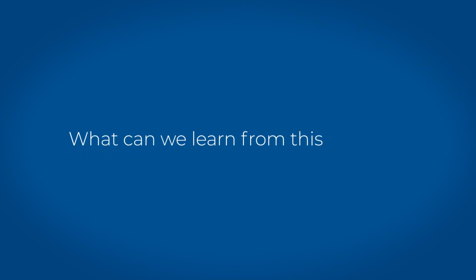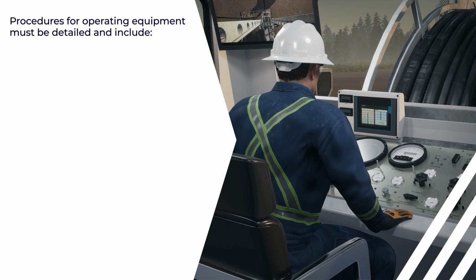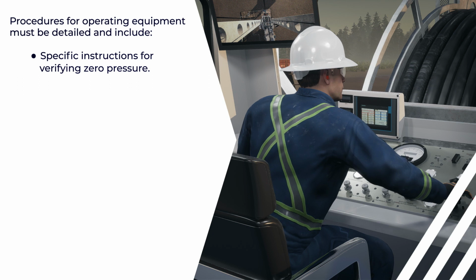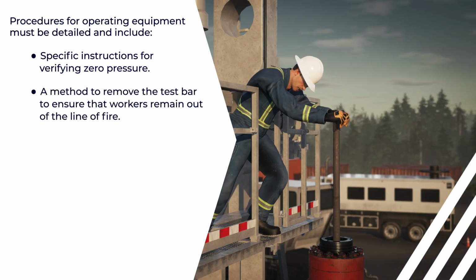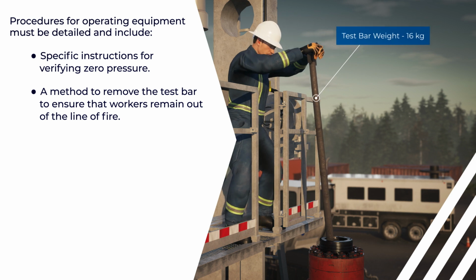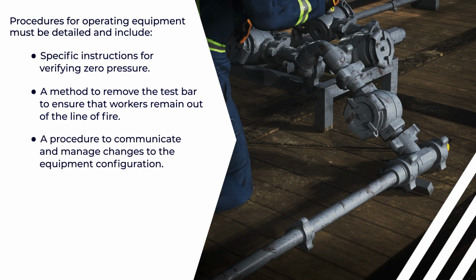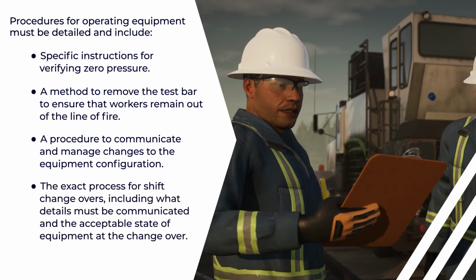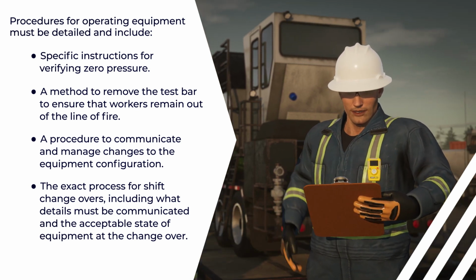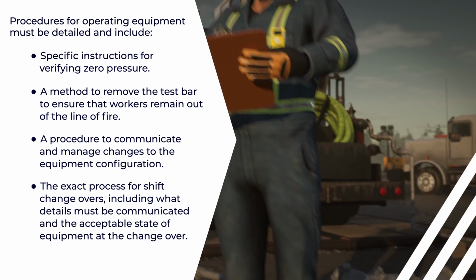What can we learn from this tragedy? There are several actions that can be taken to prevent future fatalities of this nature. Procedures for operating equipment must be detailed and include specific instructions for verifying zero pressure, for example, from within the cab of the coil tubing rig; a method to remove the test bar to ensure workers remain out of the line of fire; the procedure to communicate and manage changes to the equipment configuration, for example, the insertion of a new valve; and the exact process for shift changeovers, including what details must be communicated and the acceptable state of equipment at the changeover.